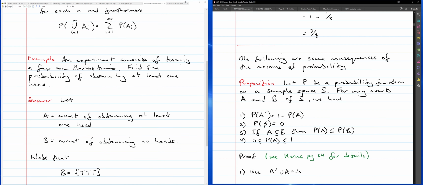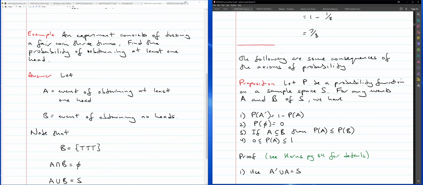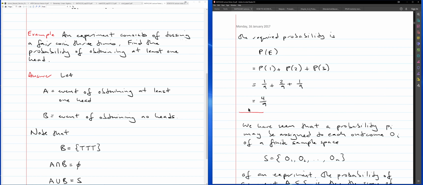So let me give you an application of using this first statement here, that probability of A complement is equal to 1 minus probability of A, right? Why you want to use something like this is that sometimes if you want to get probability of A, it's easier to work with the A complement than to work with A, right? And this over here is an example of that, right? Okay, so I have an experiment that consists of tossing a fair coin 3 times, right? So we talked about that.